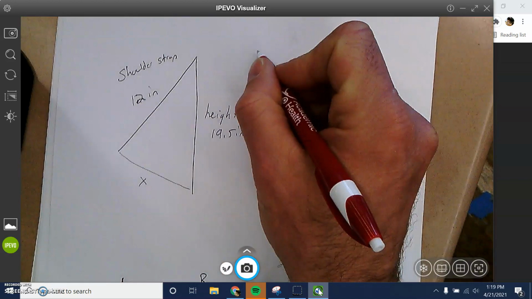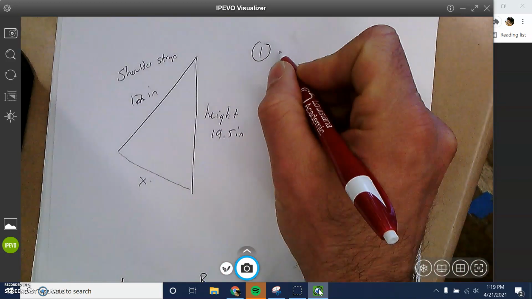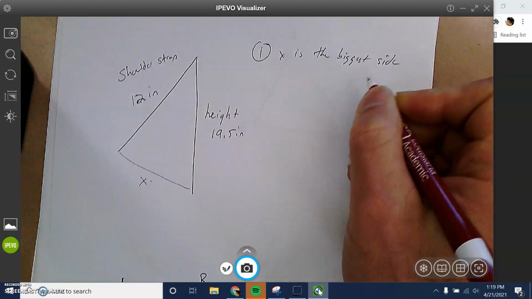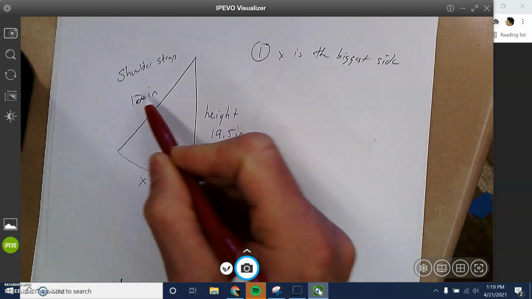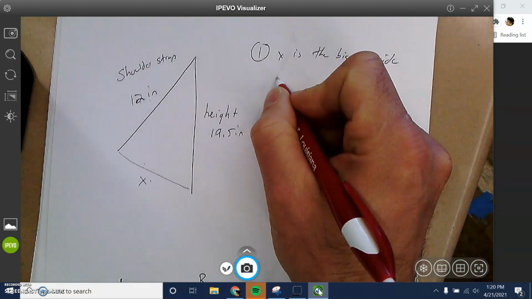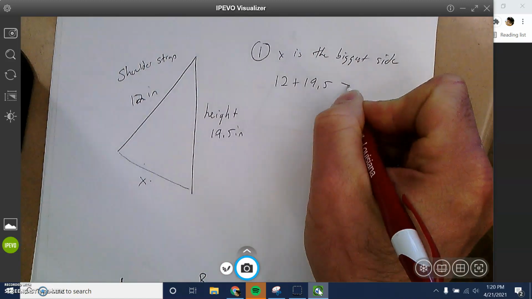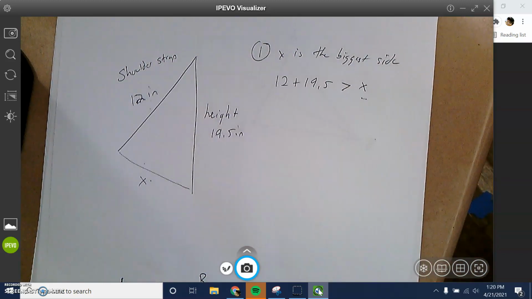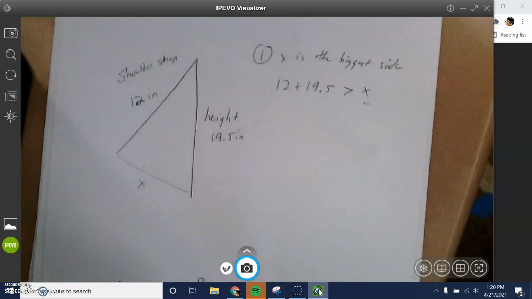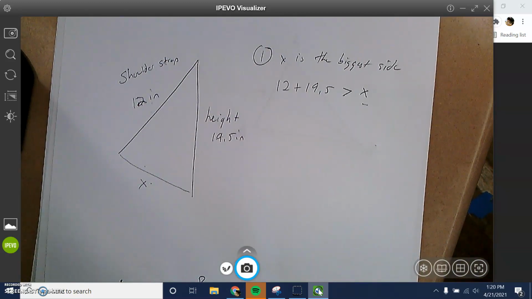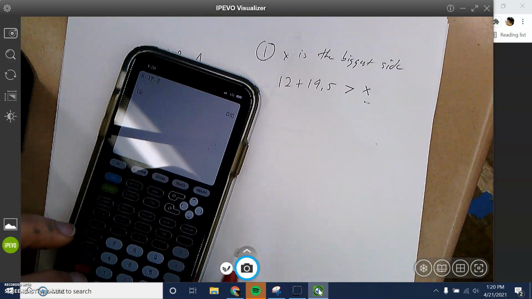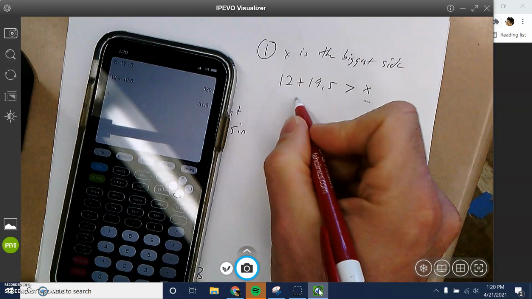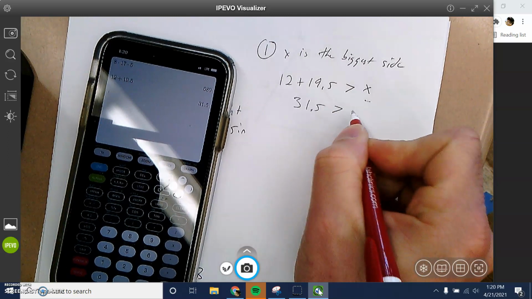Okay. So, first stipulation here is that X is the biggest side right there. So if X is the biggest side, we know that we have to add the two smaller sides. And that must be bigger than the largest side, or the biggest side. So that's one thing. So you got 12 plus 19.5, which is 31 and a half.